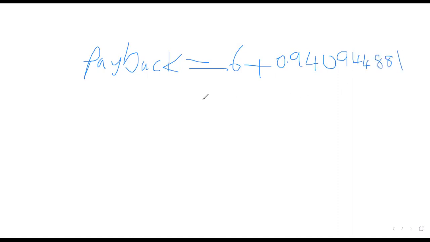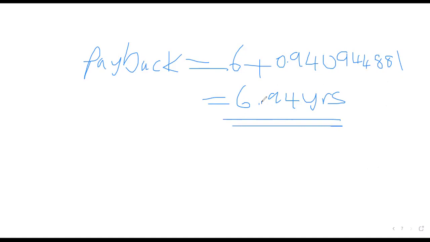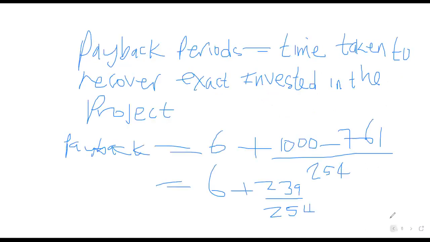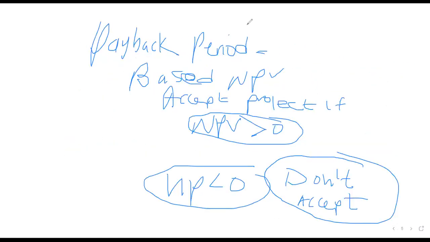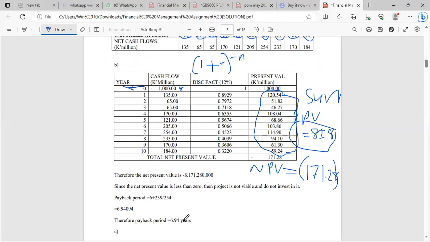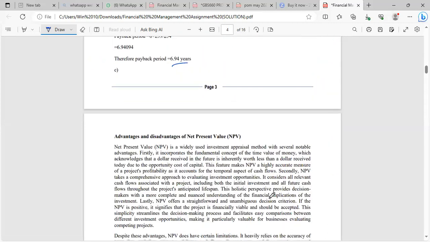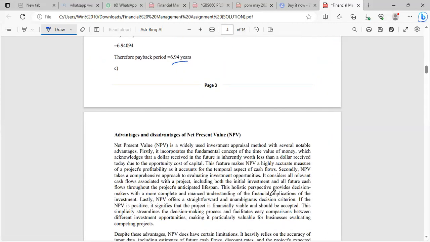881. 6.94. Okay, so this is where the payback period of 6.94 came from.